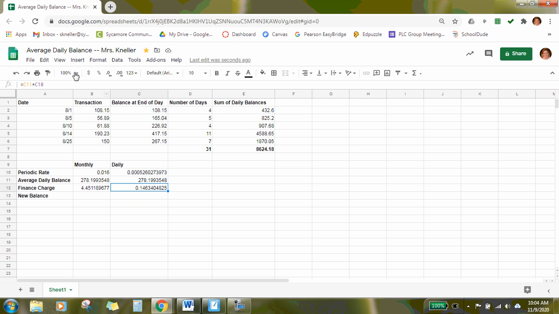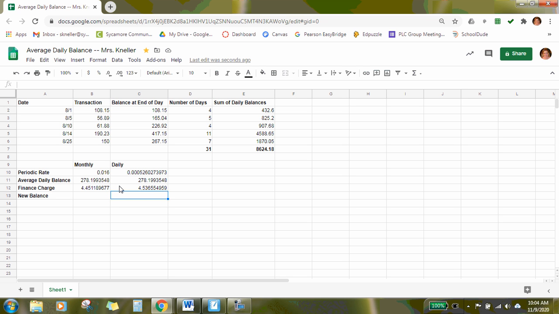So we're going to click on that cell again. Before I hit enter, I have to multiply this by the number of days. So times 31, and then hit enter. There we go. Okay, so let me click on that cell again, and up here in the little FX box, you can see I did C11 times C10 times 31. Okay, so that'll get us $4.54.